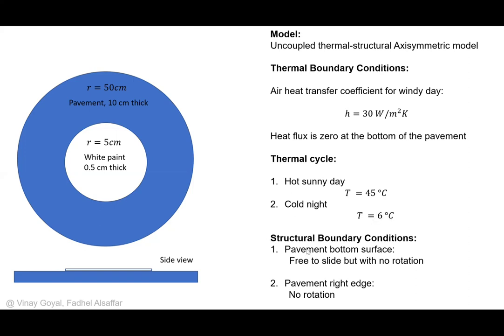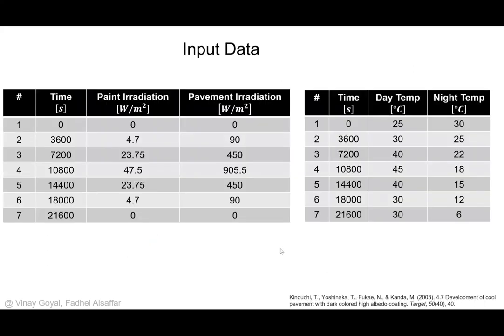For the structural part, we'll come to it once we move to this one here, so that we save a bit of time and just talk about it when we reach it. And we have the input data for the irradiated paint and irradiated pavement here. And that's for the time steps. And that's the same for the temperatures here.